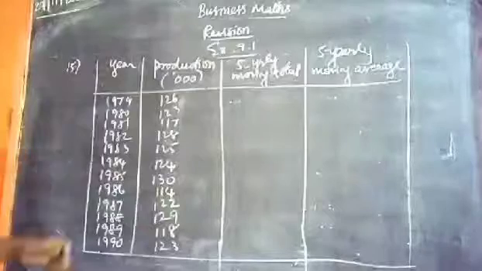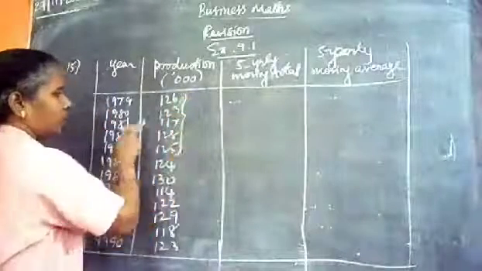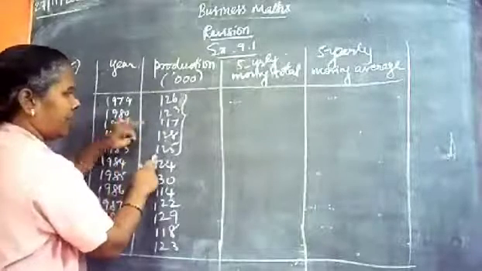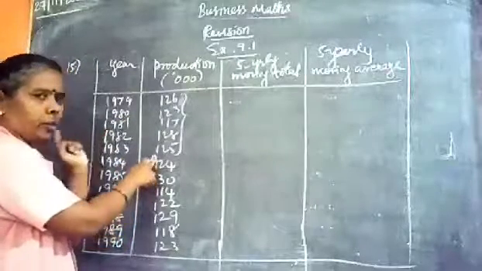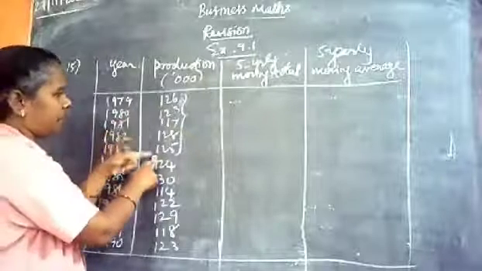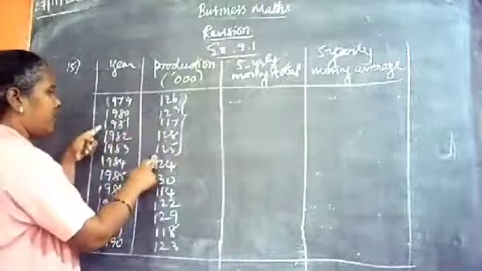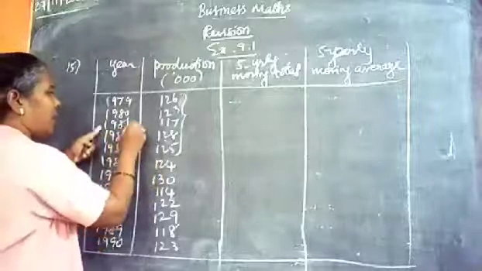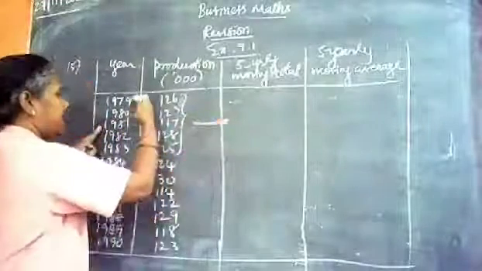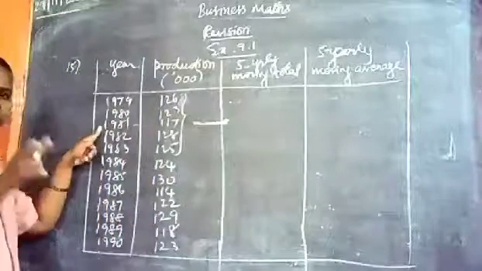Moving total: take the first 5 values for total. For finding the total, 1, 2, 3, 4, 5. If you are taking the first 5 values, the answer you get for the total you should write in the middle. Out of 5, which is the middle value? 117. Along with this 117, what is the year? 1981. So for 1981 only you will get the answer. For 1979 and 80, you do not get the answer. So in those cases, you must give dash.